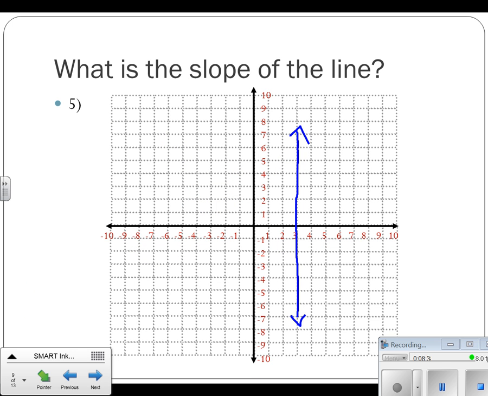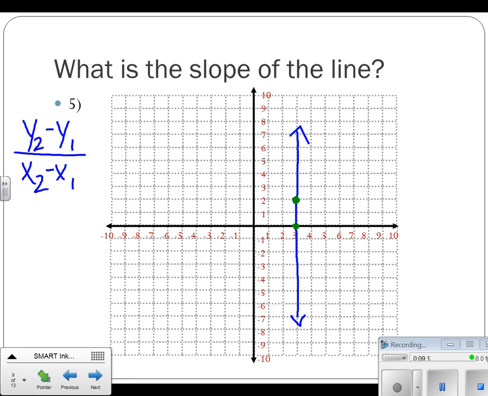What is the slope of the line here? You can see it's a vertical line going through 3. So what we do is we're going to use the formula y sub 2 minus y sub 1 divided by x sub 2 minus x sub 1. I'm going to highlight 2 points. I'm highlighting 3, 0, and let's say 3, 2. We'll highlight those 2 points.